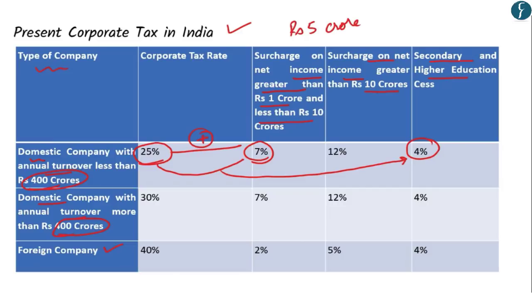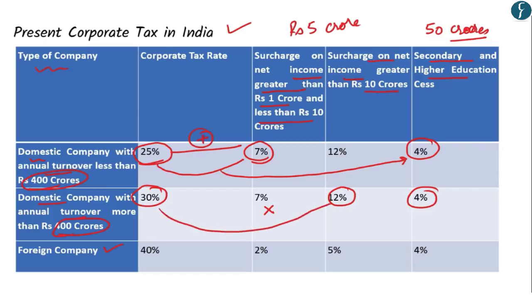To explain it again, let's assume that a company is earning, say, rupees 50 crore in income and the domestic turnover of the company is, say, 400 crore. In this case, the corporate tax rate is 30% and the surcharge would be 12%, not 7%. The cess will be calculated on the combination of the corporate tax rate plus the surcharge on net income greater than 10 crore. As already mentioned, we are talking about rupees 50 crore. So this is 4% of the combined value of 30% plus 12%. This is the current scheme of corporate tax in India.